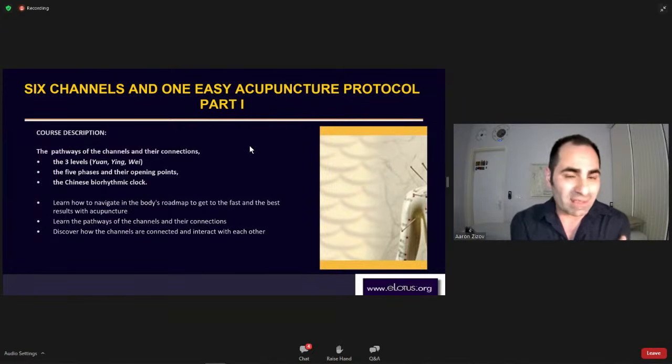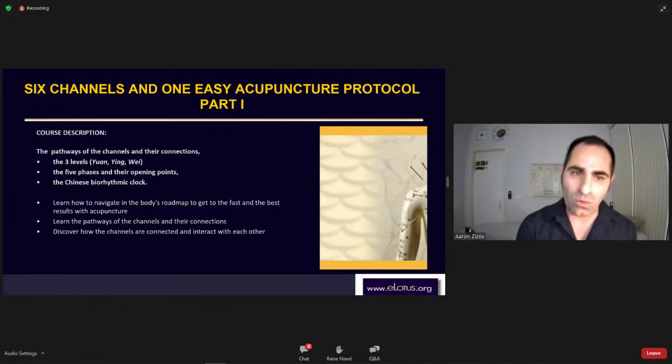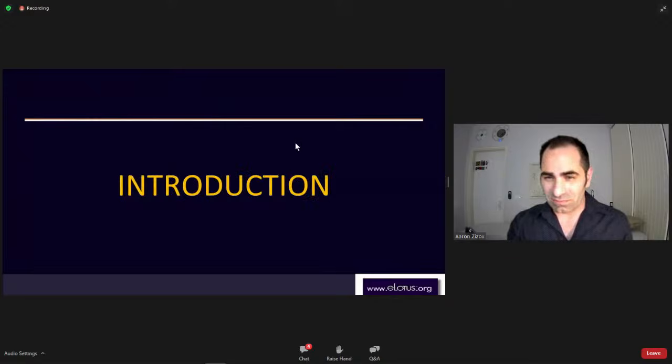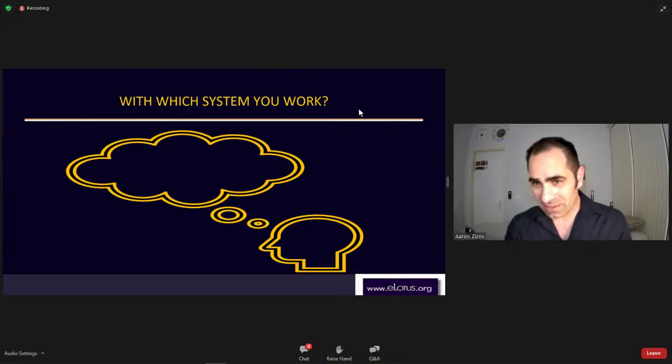So first of all, the first day, part one, will be about the different pathways according to the 3 levels. So we have the Yuan, the Yin, and the Wei. We have the 5 phases or elements and their opening points. Here, it's to understand how we make this connection of the different levels of the 5 elements, and of course how we can see that in the Chinese clock, the biorhythmic clock. So I will just start with some of the introduction.